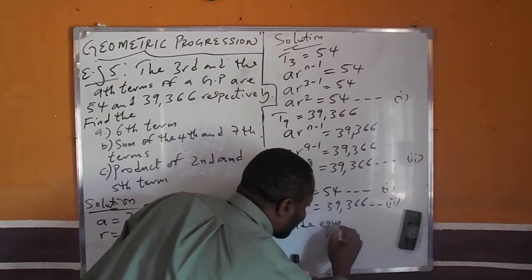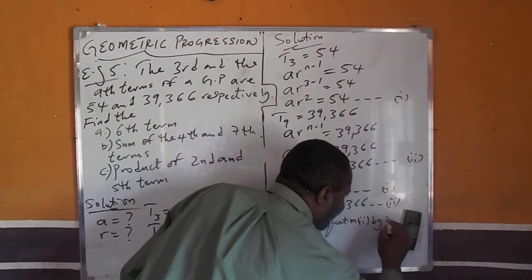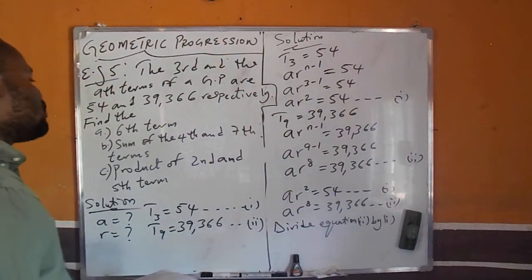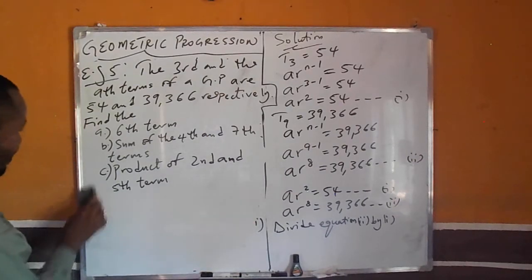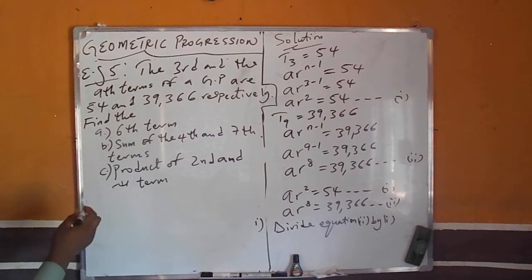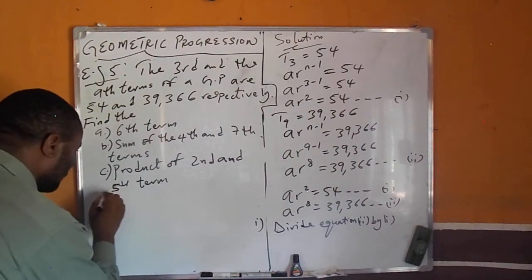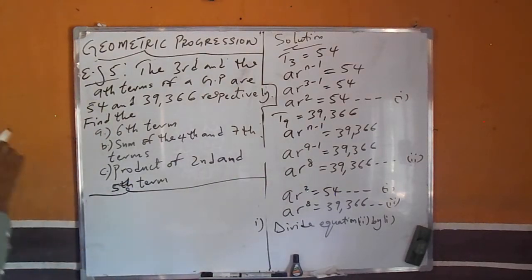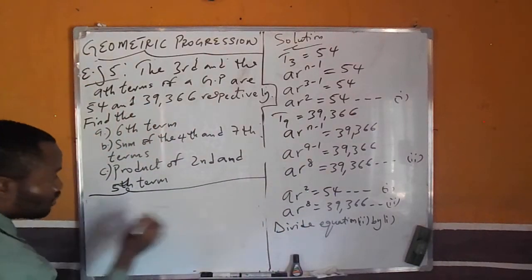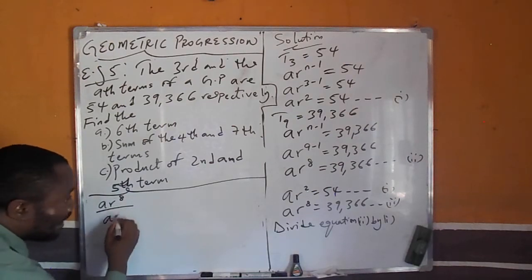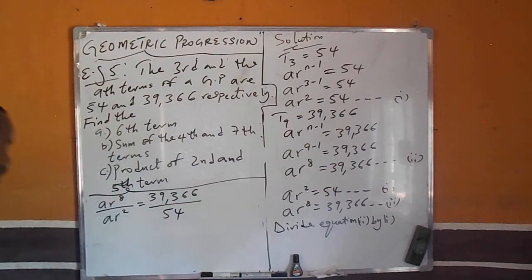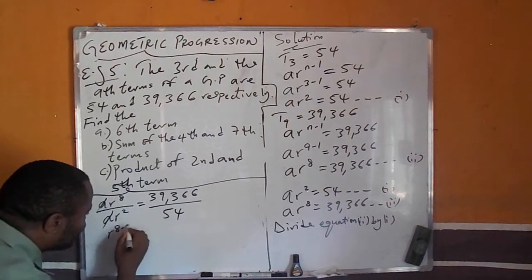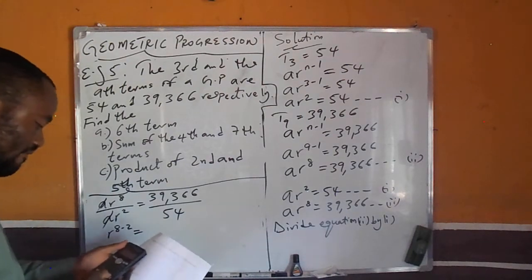The first thing we'll do is to divide equation 2 by equation 1. When you divide equation 2 by equation 1, what do you have? Permit me to clean here. I don't want to clean the question. Now, dividing, we have A R^8 divided by A R^2 equals 39,366 divided by 54. When we divide, A cancels A, and we now have R^(8 minus 2) equals 39,366 divided by 54.